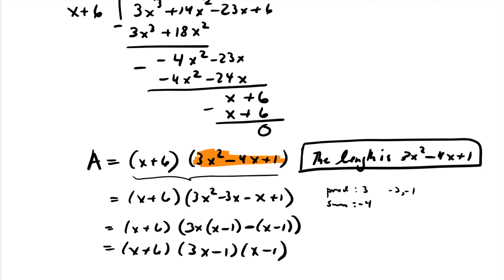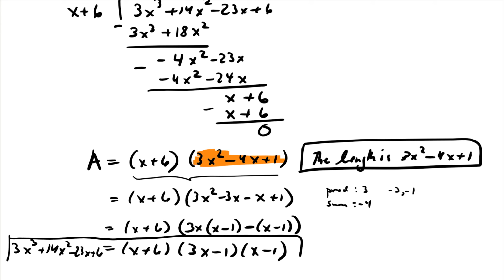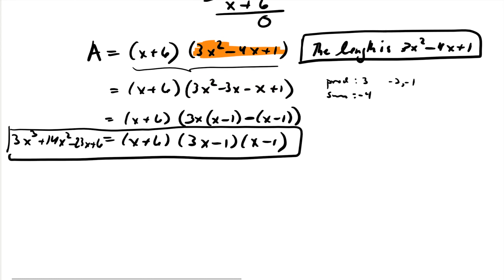And it was originally, what was it again? 3x cubed plus 14x squared minus 23x plus 6. So this is how, using the division algorithm, you can factor polynomials that are of degree higher than 2.